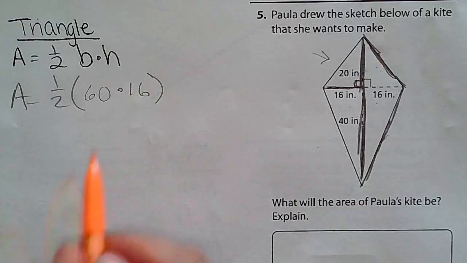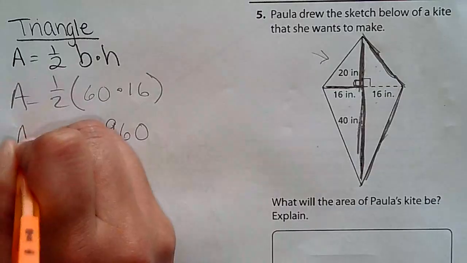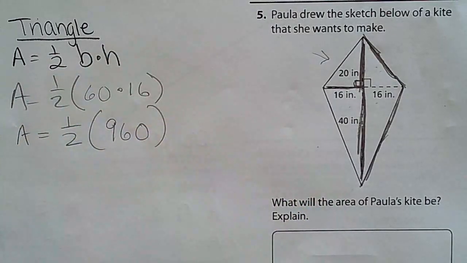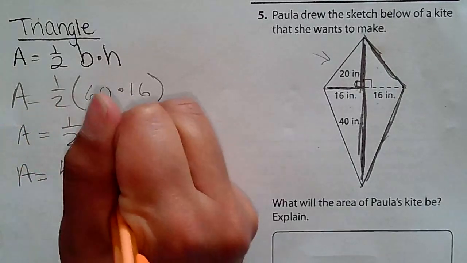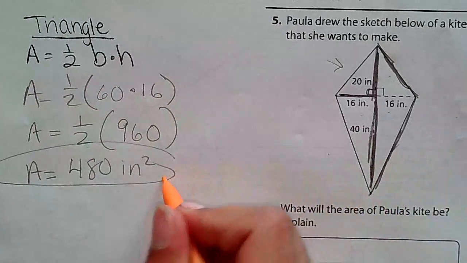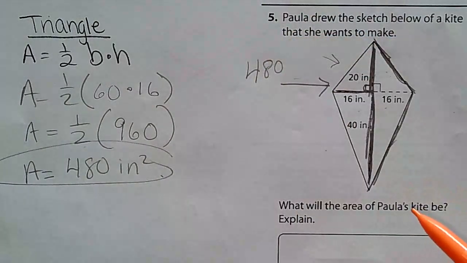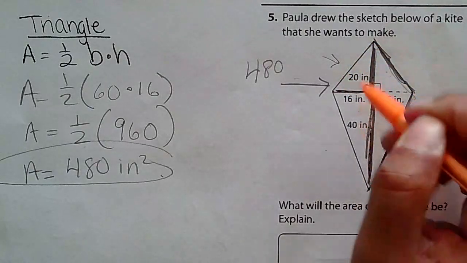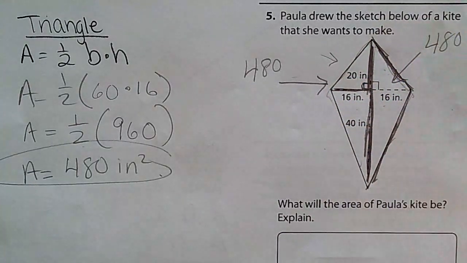If I multiply 60 by 16, I get 960. So now my equation is area equals 1/2 of 960. So now I have to divide it. This means divide, half of. When I divide it, I get area equals 480 inches squared. So this is the area for this triangle. This is 480 inches squared. And because this triangle on the right is exactly the same dimensions as this one, I know that this one is also 480 inches squared.